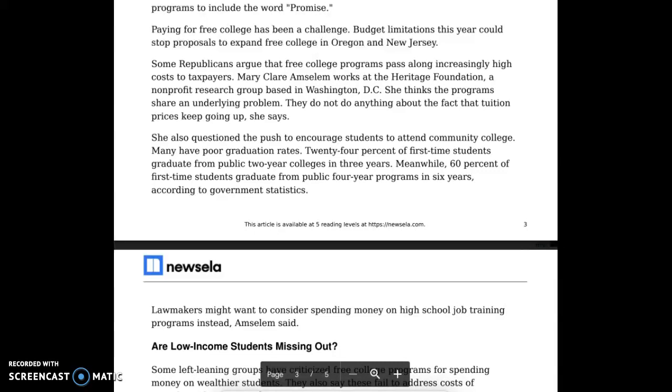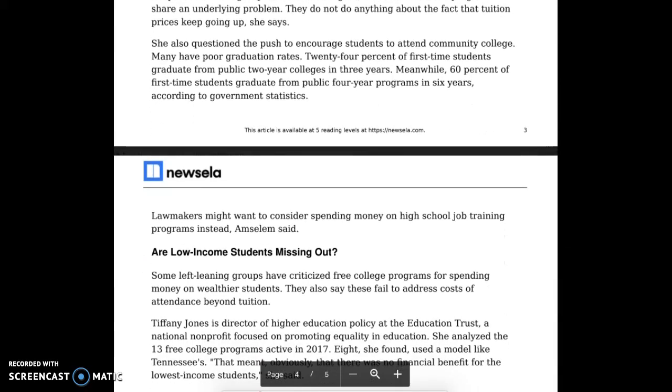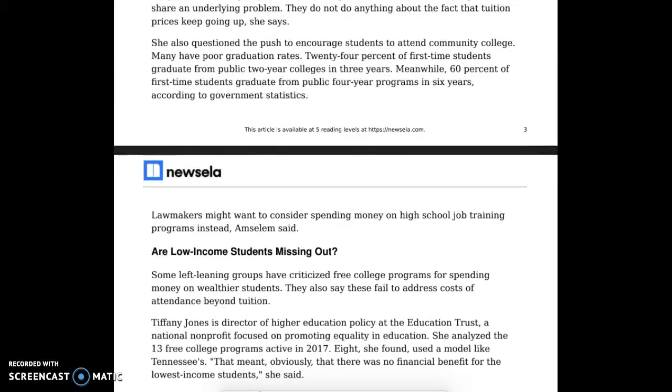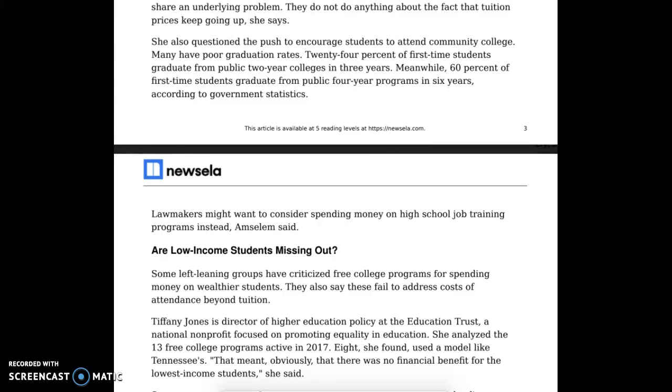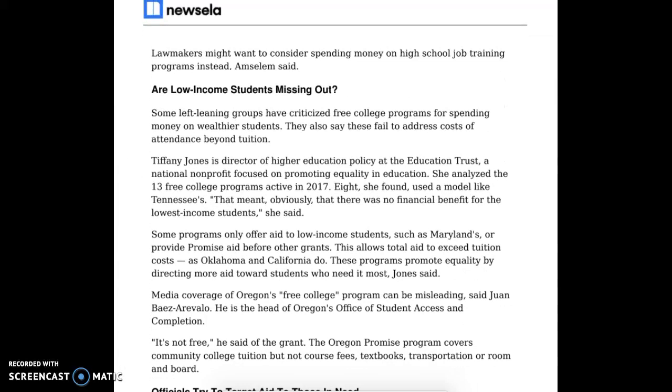Mary Claire Amsalem works at the Heritage Foundation, a nonprofit research group based in Washington, D.C. She thinks the programs share an underlying problem. They do not do anything about the fact that tuition prices keep going up, she says. She also questioned the push to encourage students to attend community college. Many have poor graduation rates. 24% of first-time students graduate from public 2-year colleges in 3 years. Meanwhile, 60% of first-time students graduate from public 4-year programs in 6 years, according to government statistics. Lawmakers might want to consider spending money on high school job training programs instead, Amsalem said.